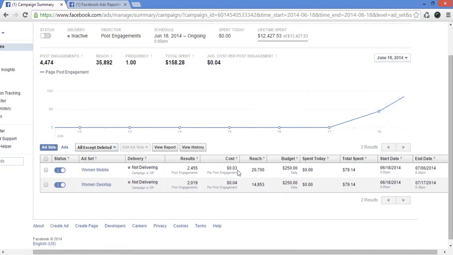I had a very good page post engagement cost on both mobile and desktop. I had a product that was only geared towards women. Men would not have responded to my shirt, so I did not run it to men. The budget right here is misrepresenting. I had a budget of about $80 for the day, as you can see in the total spent.